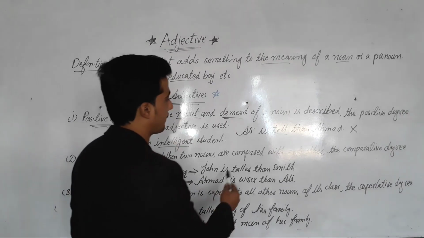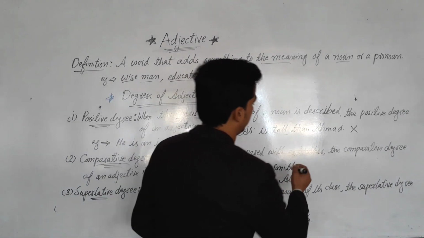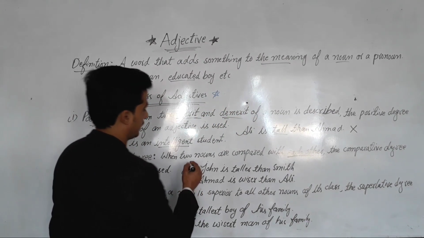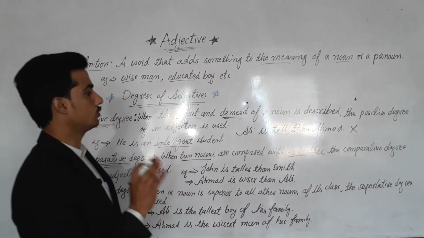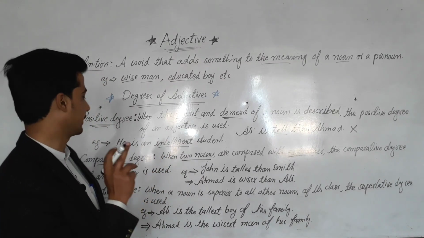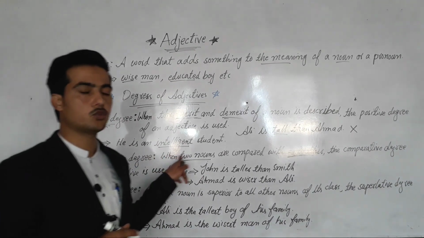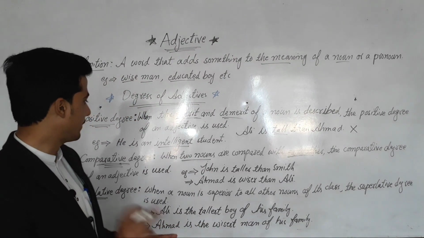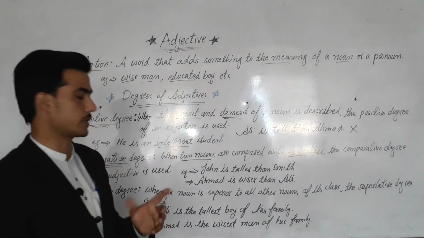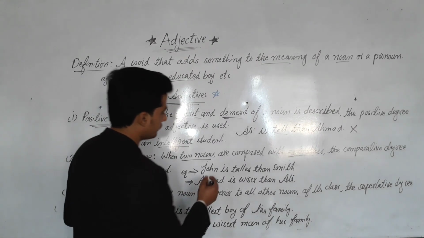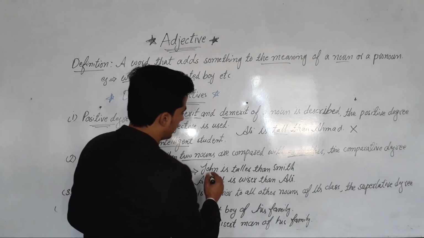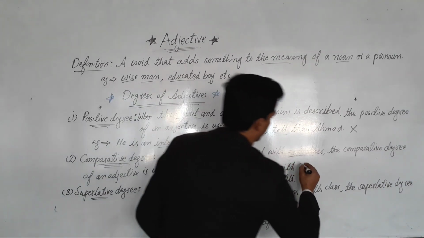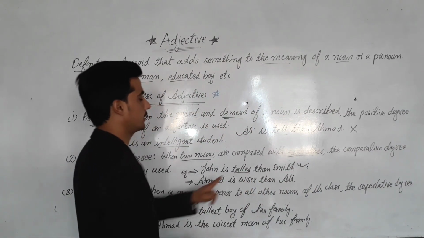When two nouns are compared with each other, the comparative degree is used. There are two things we need to keep in mind in comparative degree when we want to compare two things or two persons with one another. So comparative degree will be used. For example, just look at: John is taller than Smith. Now it is a correct one because we have written a comparative degree.